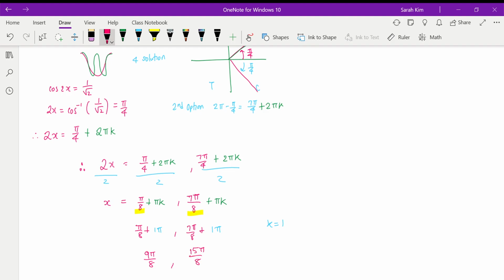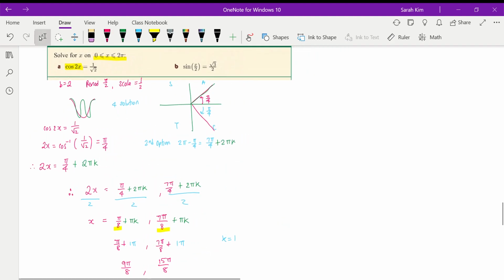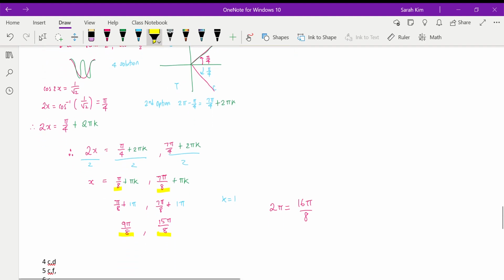Now, all I need to just double check is, are these below 2 pi or not? If it's over 2 pi, I can't include these answers. If it's below 2 pi, I can include them because our range is 0 to 2 pi. So let's give it a go. If I translate 2 pi into a base of 8, it'll just become 16 pi, and I can see both of these answers will definitely be under that 2 pi answer.